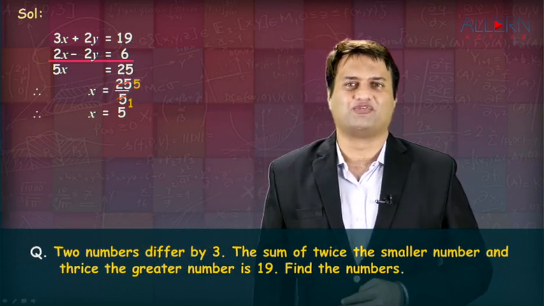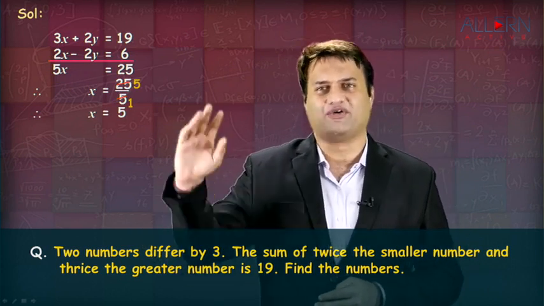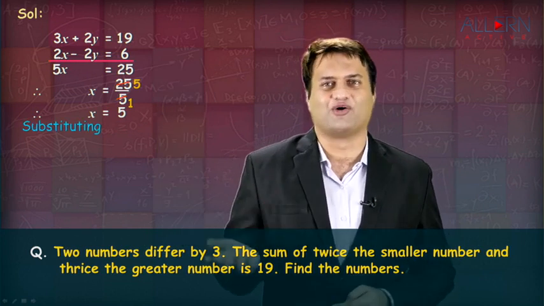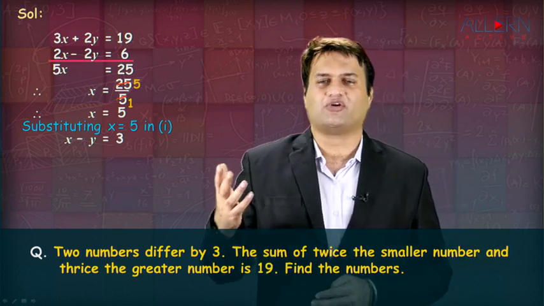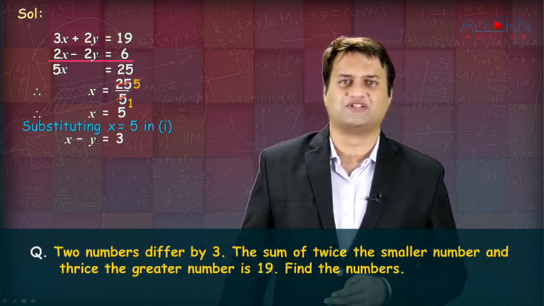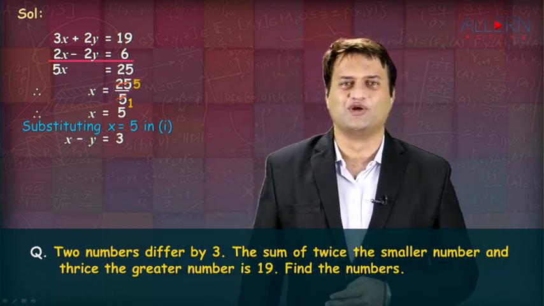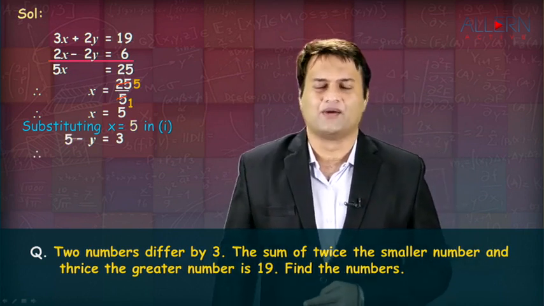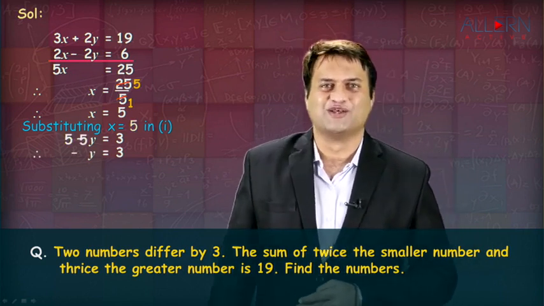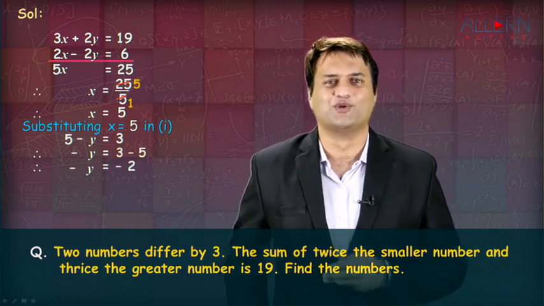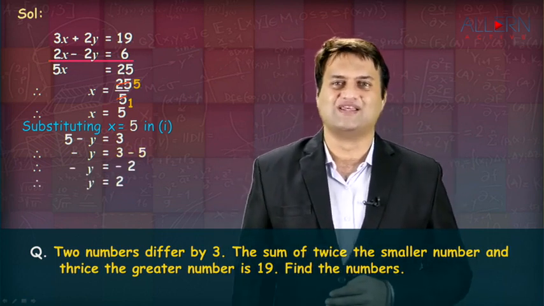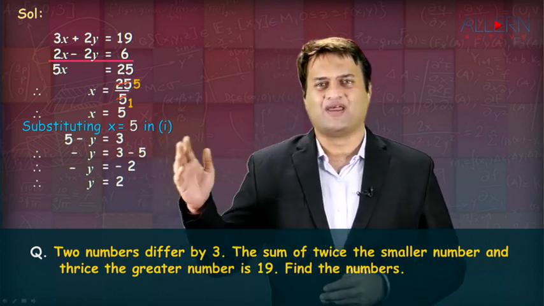Once you get the value of x as 5, substitute this value of x either in the first or the second or the third equation. The choice is absolutely yours. Now, say for example, if we substitute it in the first equation, that is x minus y is equal to 3, we get 5 minus y is equal to 3. So, minus y is equal to 3 minus 5. Minus y is equal to minus 2. So, y is equal to 2. x is 5, y is 2.